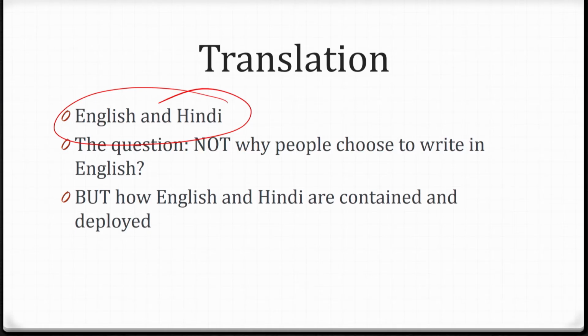And she says it is no longer important to ask why people are writing in English; she is trying to argue that it is no longer important to ask this question about why people are writing in certain languages or not.